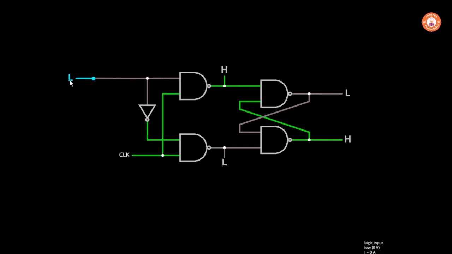Now when I change the input to H, which is high, you see the output changes. You can notice the behavior of the two NAND gates with the clock pulse, and the output Q is high and the Q complement is low. So I switch it back to low and you'll see that the output now is low and the Q complement output is high.